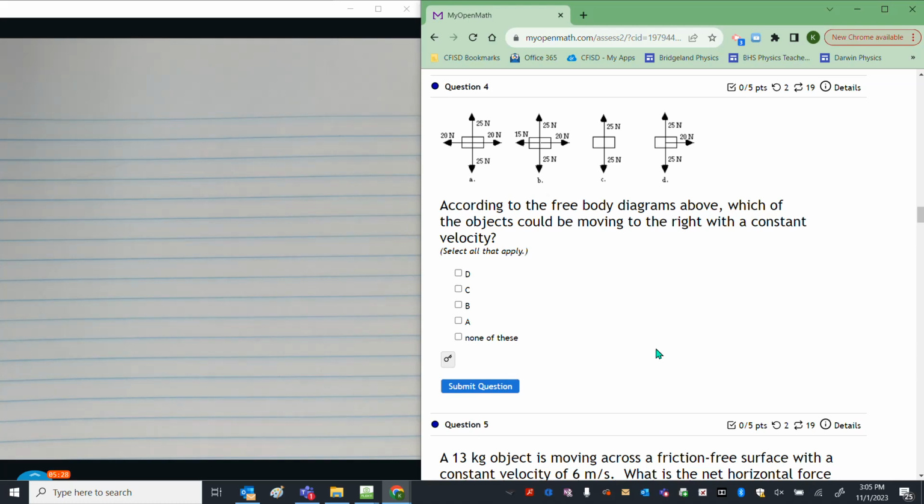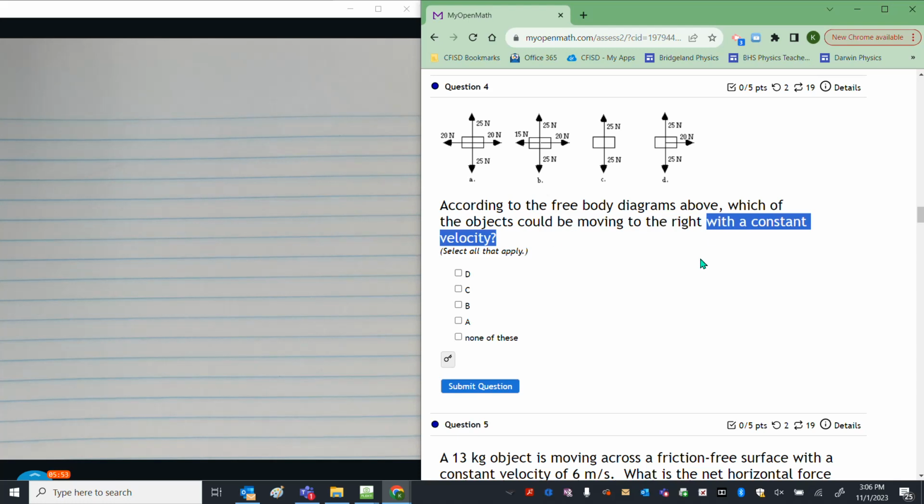If they tell me in the question that it's speeding up or slowing down, I can kind of ascertain from the diagram which way it's going, but you cannot tell which way they're moving with just the information we have. So any of them could be moving to the right. However, there's more to this. This wants to know which ones could be moving to the right with a constant velocity.